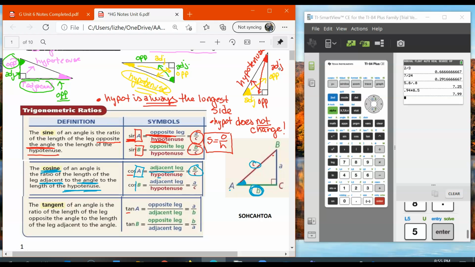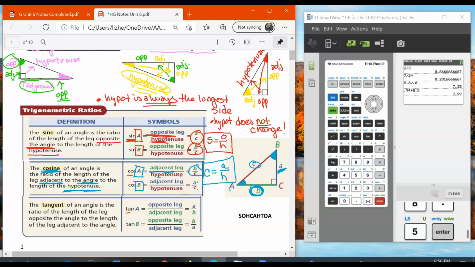Whereas cosine of angle B, so now we're in reference to angle B, is adjacent over hypotenuse. So that's A over C. So look at, in terms of your angles, it makes a difference. It switches for sine. The sine of A is the same as the cosine of B. So you have to know what angle you're dealing with. So cosine is equal to adjacent over hypotenuse.